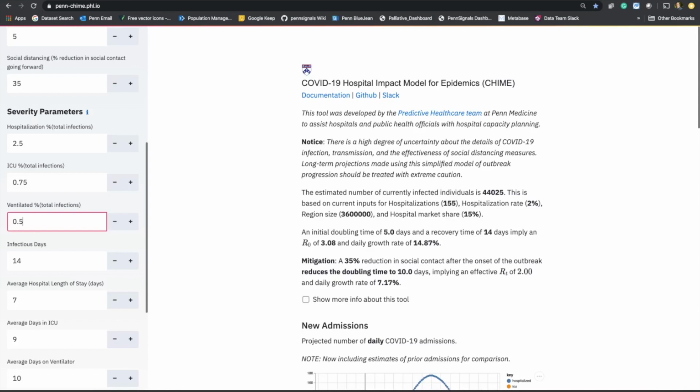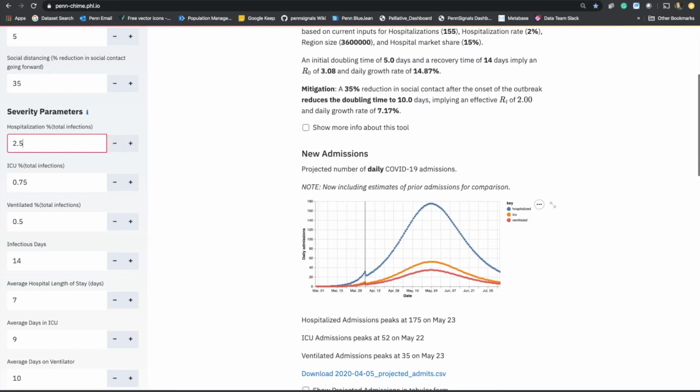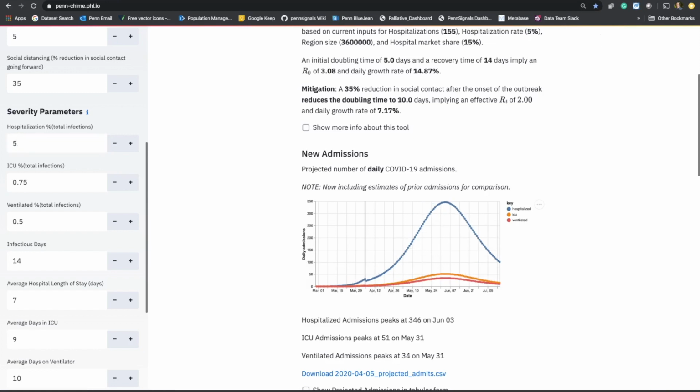By setting these values, these proportions of patients of total infection that have different levels of acuity entering into the health system, this is directly impacting the size of the curve. So as a scaling factor, if I double the rate of hospitalizations, I'm going to double the peak size, and so on through those values.